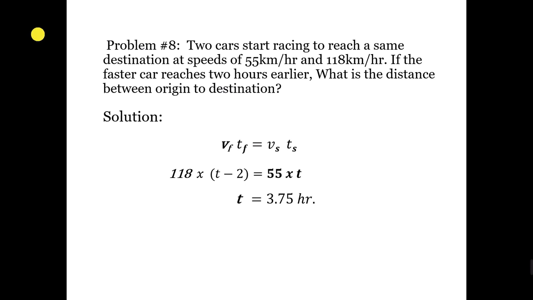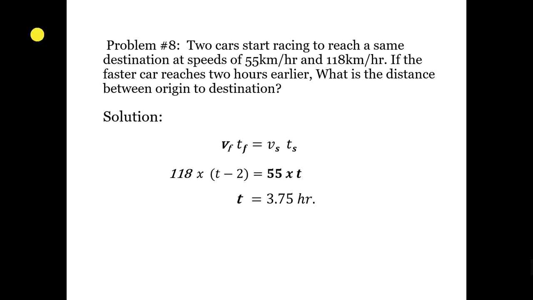Then substitute the values. Let the slower car be equal to 55 km per hour with a total time t for covering the total path. The faster car arrives 2 hours earlier, say v sub f is equal to 118 km per hour with its time of t minus 2. The result is equal to 3.75 hours.